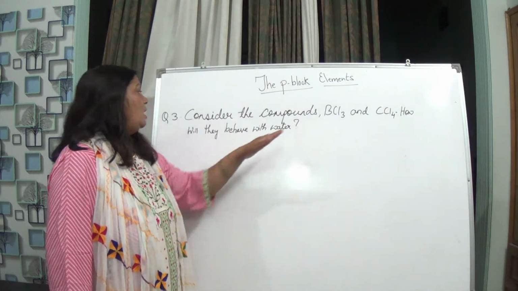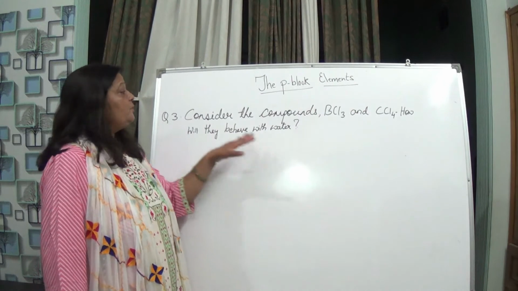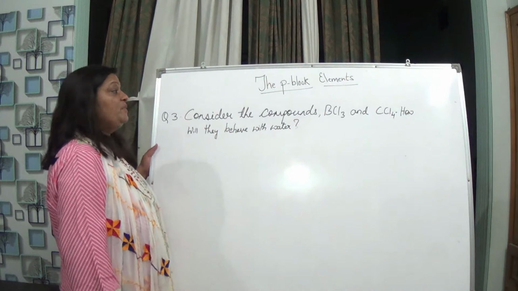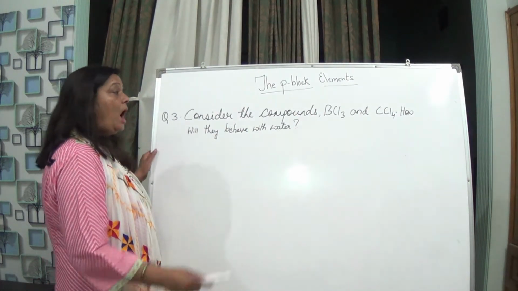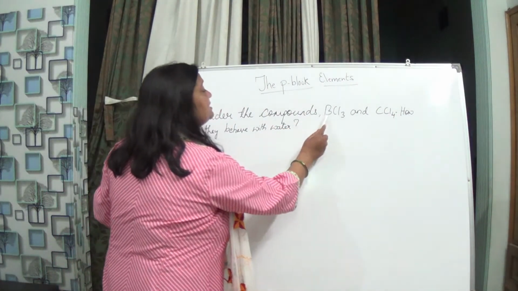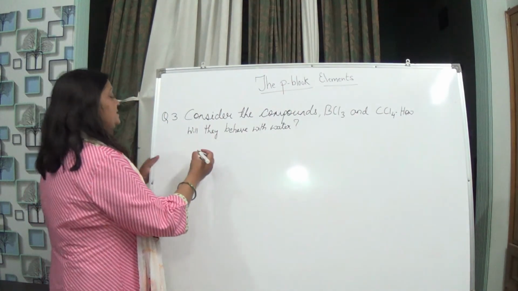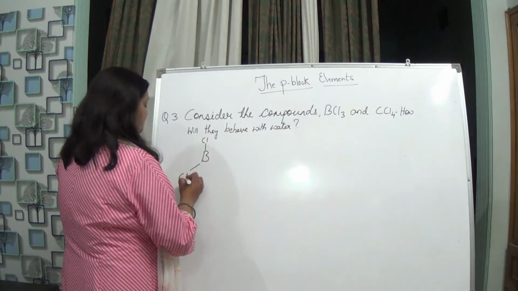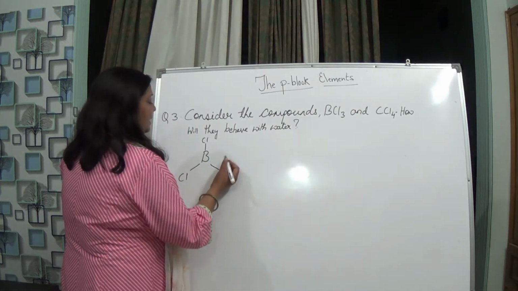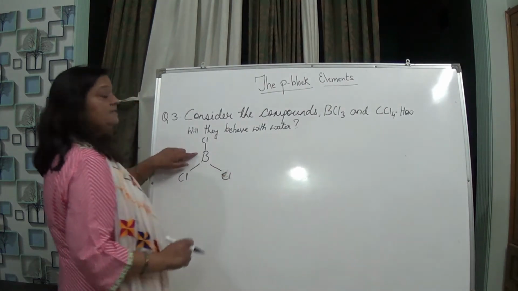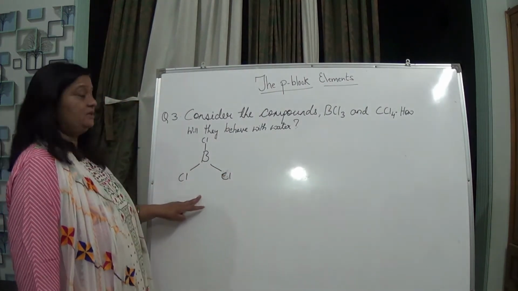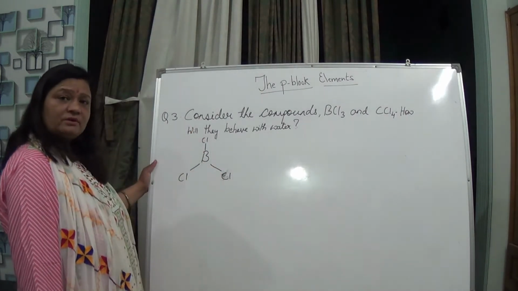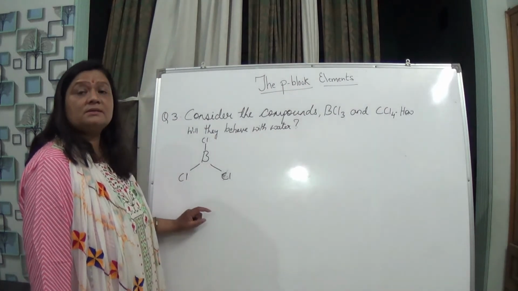So now coming to the third question: consider the compounds BCl3 and CCl4, boron trichloride and carbon tetrachloride. How will they behave with water? Suppose a question comes in this manner. How will you solve it? You have to see how the compounds are. If we see the structure of BCl3, we see that this is an electron deficient compound. Why? Because only 6 electrons are present in its outermost shell. Its octet is not complete.